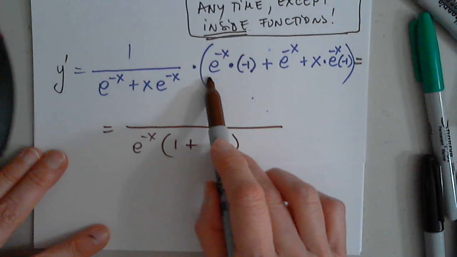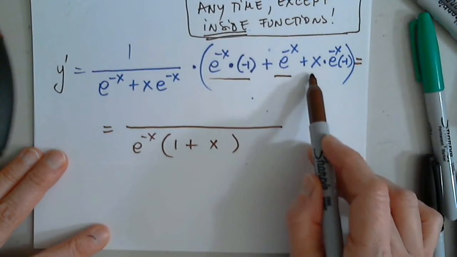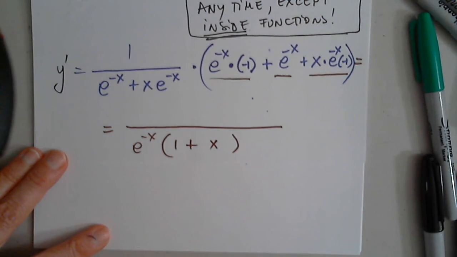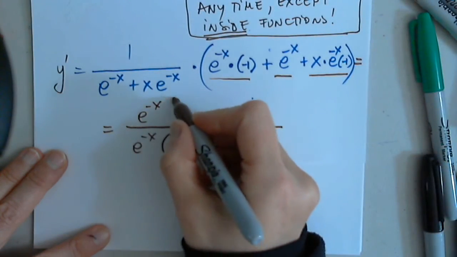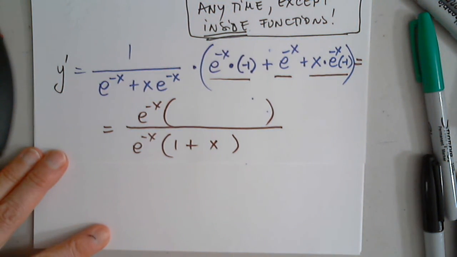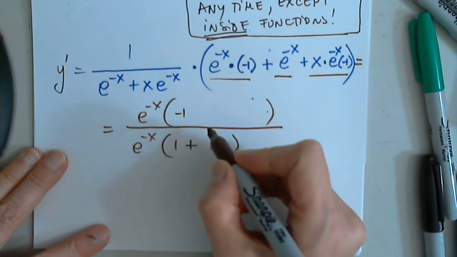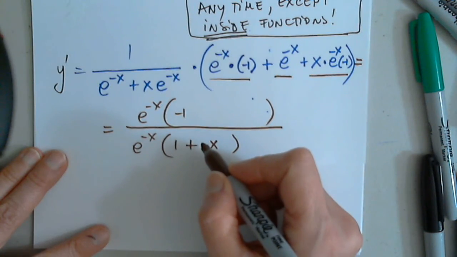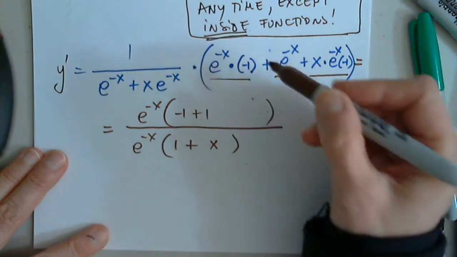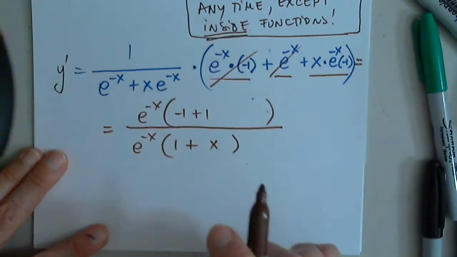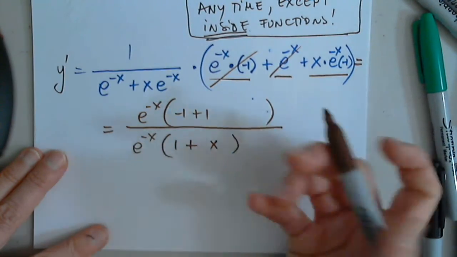So now I see 3 terms: 1, 2, 3. They all have what in common? e to the negative x. Good. Can anyone tell us slowly what we have to write? I have 3 terms. Would it be negative? Negative 1 plus 1. Right. I should have simplified these, but that's okay. Which is going to be 0 anyway.